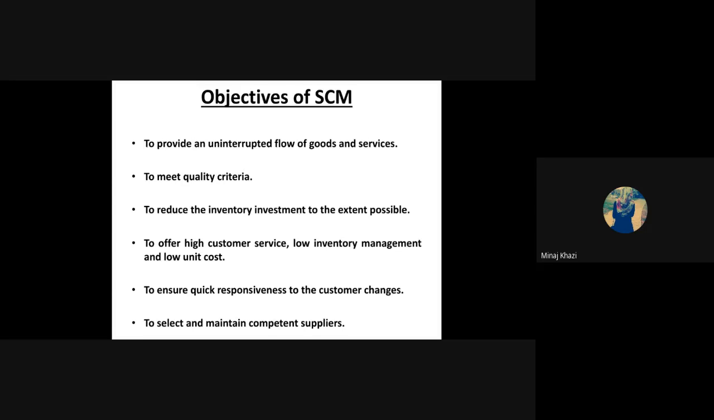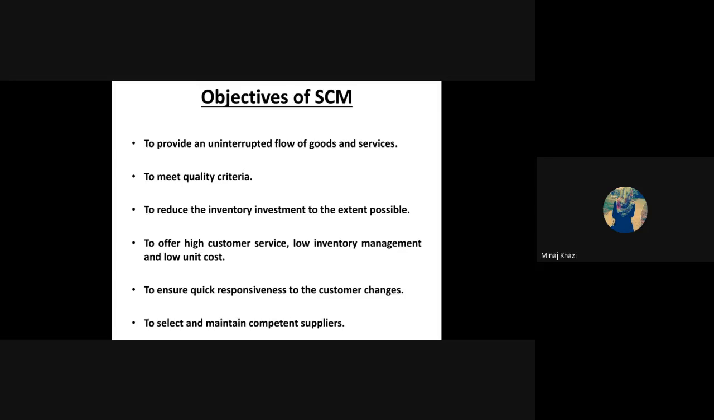All those things come into this SCM, which, as I told you, helps provide high customer service, giving more satisfaction to customers by reaching them with the product required at the time, and also low inventory management. And the unit cost per item which is stored or transported will be reduced.